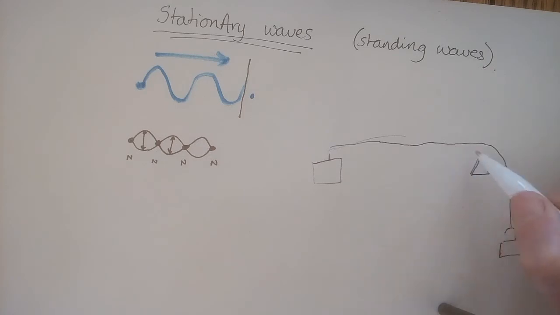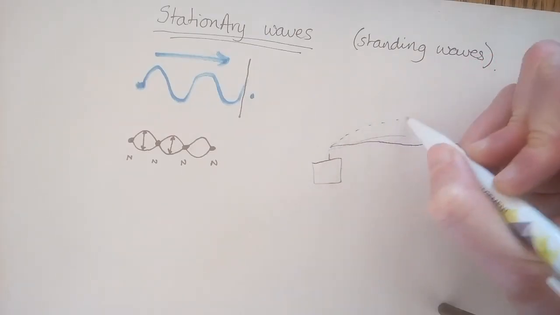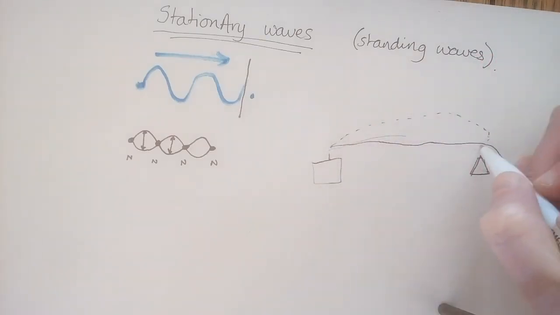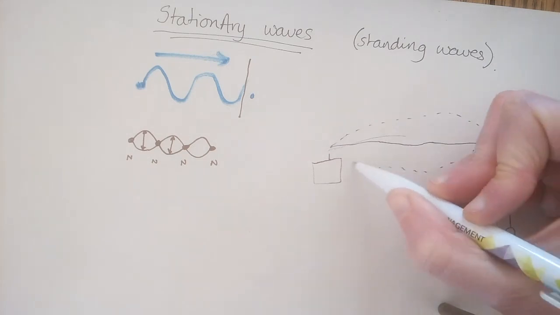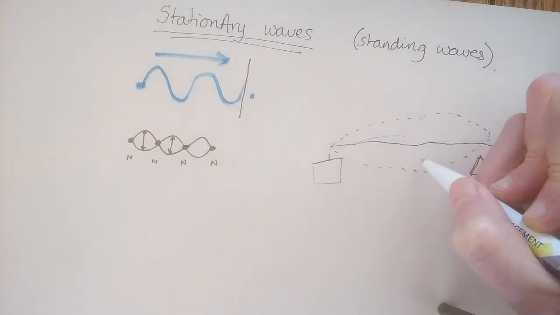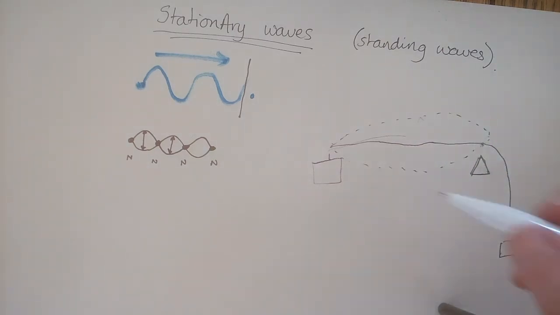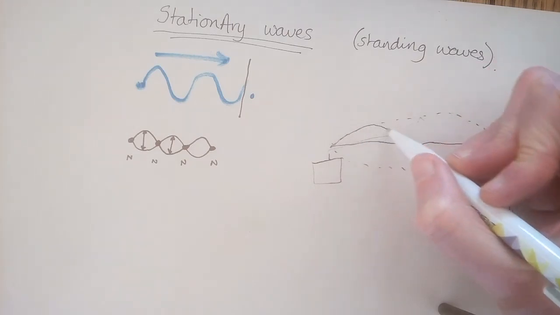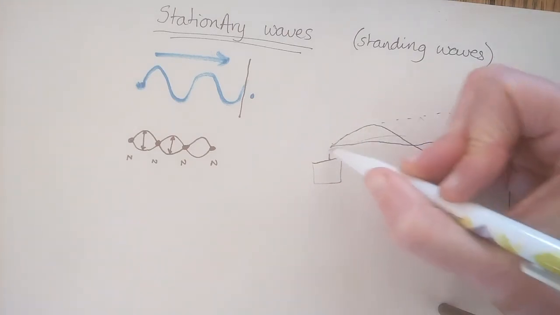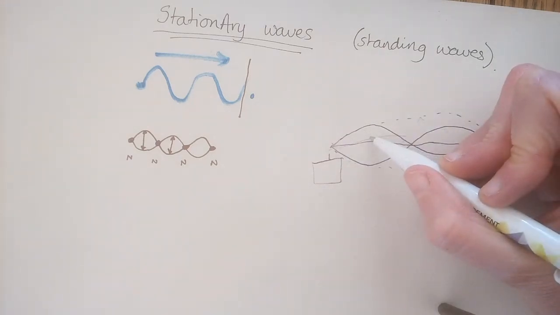So that string should be resting on top of that triangle, and then you increase the frequency, and at a particular frequency you get a pattern like this. You've got a node at the end, a big antinode in the middle, and a node at that end. Then you increase the frequency even more, and you get a pattern that looks like that, with a node there, a node there, a node there, an antinode there, an antinode there.